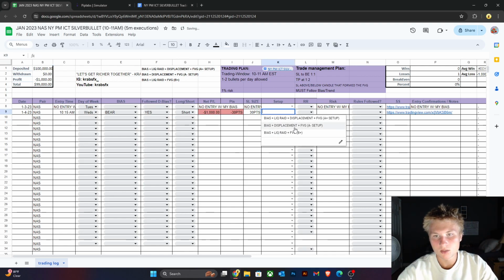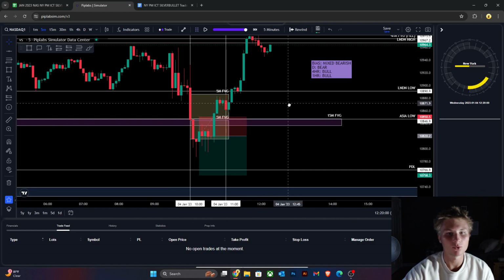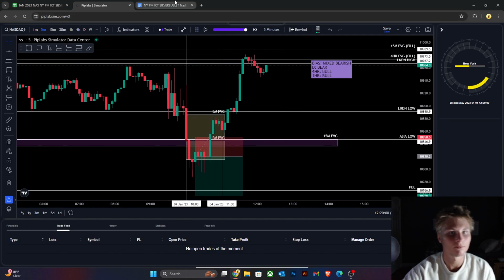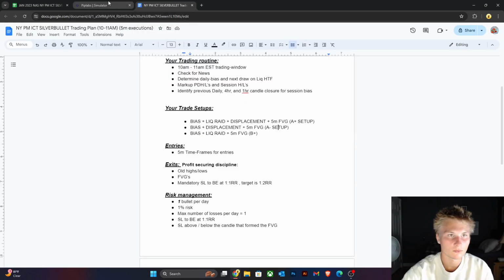Setup was an A-minus setup. We had bias, displacement, fair value gap. We didn't really have liquidity swept, if I'm being real. So that's why it was an A-minus setup. So you can see right here, bias, displacement, 5-minute gap, A-minus setup.